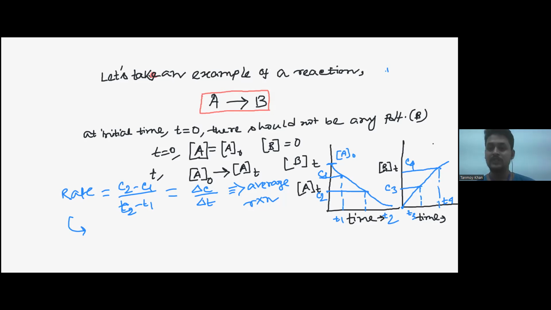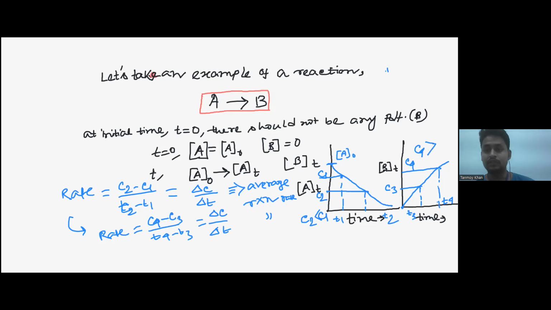Now, if you express it in terms of product, that time as well the rate will be C4 minus C3 by T4 minus T3, and that time also this will be delta C by delta T. This is also some average reaction rate. Now let's think C2 is lesser than C1, and in this case C4 is greater than C3. So this delta C for this case is negative, and in this case it is positive.